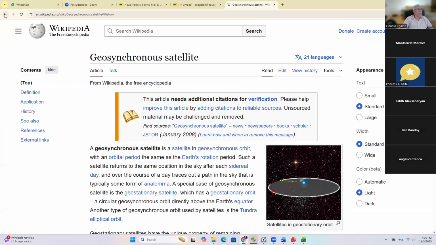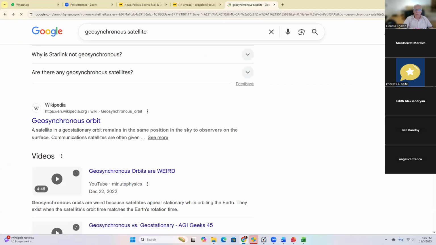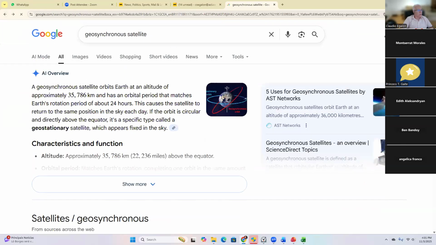Maybe we should go back here. Geosynchronous satellite. Geosynchronous satellites are at an orbit of approximately 35,000 kilometers. Okay, 35,000 kilometers is in reality the distance from the surface of the Earth. If you sum that with 6,000 kilometers, you get the 6,700 kilometers. You get the result that I got.